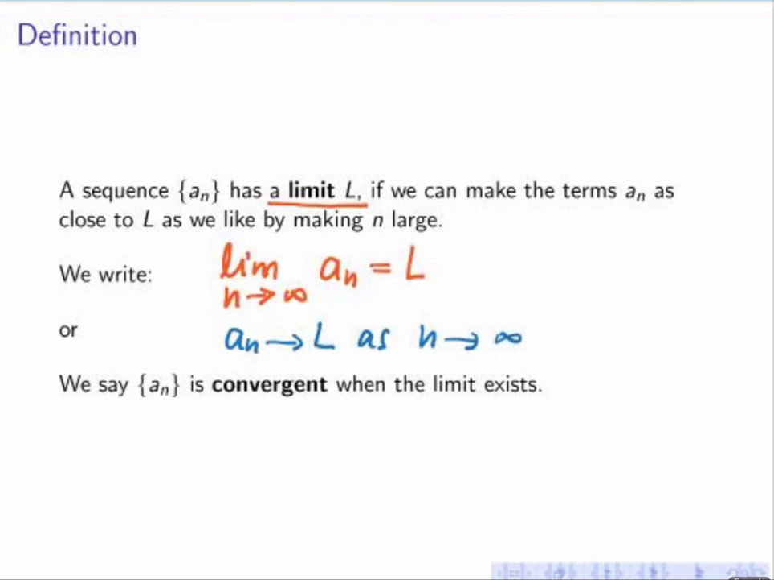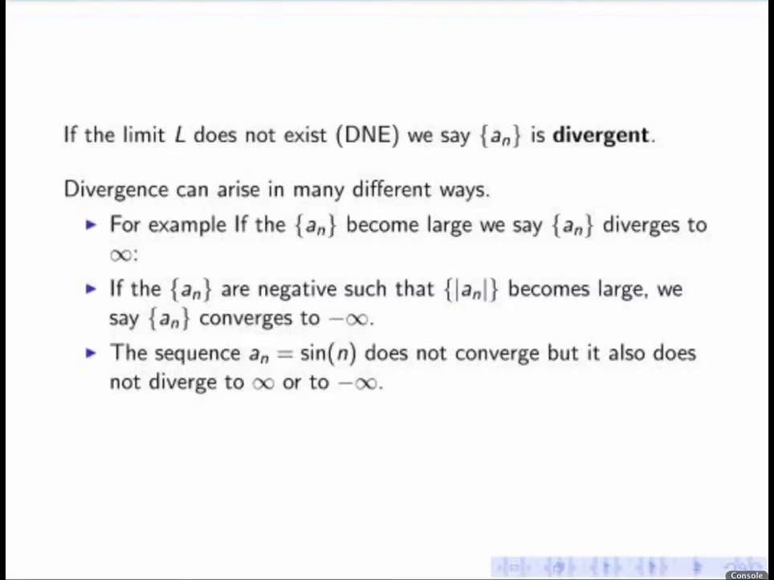In this case we say a_n is convergent when the limit exists. If the limit L does not exist, then we call a sequence divergent. For does not exist, we sometimes use DNE. You might have seen that elsewhere. So then we call it divergent.